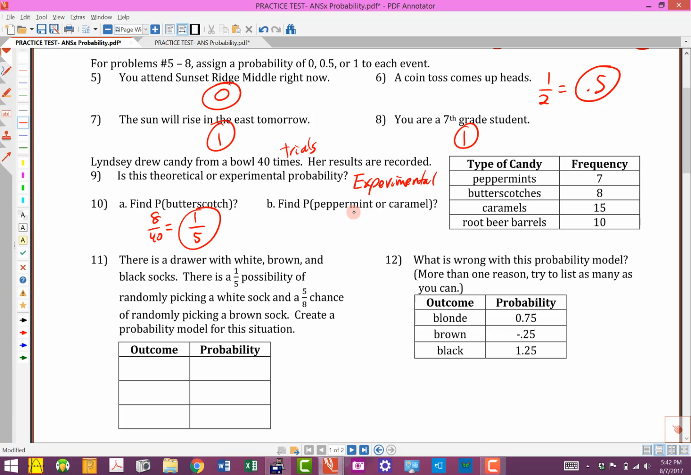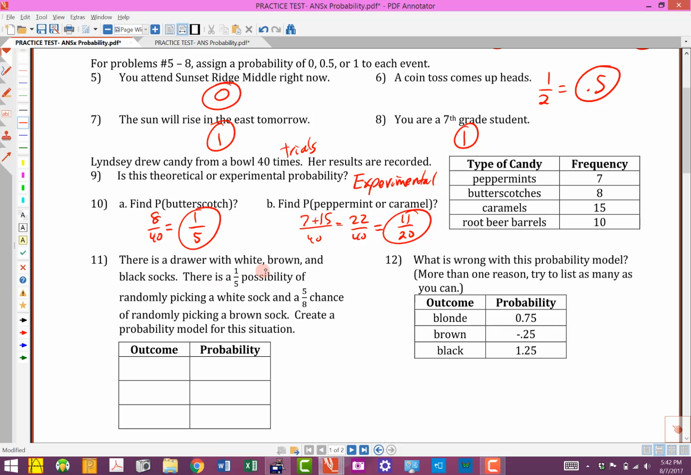And then peppermint or caramel. Let's see, peppermint or caramel. So that's going to be 7 peppermint for the frequency there, and 15 caramel out of the 40. So that's going to be 22 out of 40. 2 goes into both of those, so that's going to be 11/20ths. So the experimental probability of drawing a peppermint or a caramel is going to be 11 out of 20. All right, let's take a look at the next one.